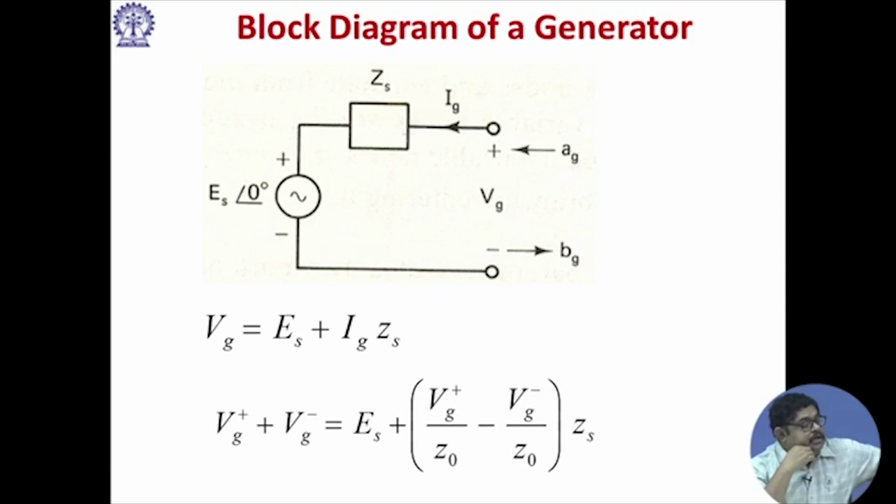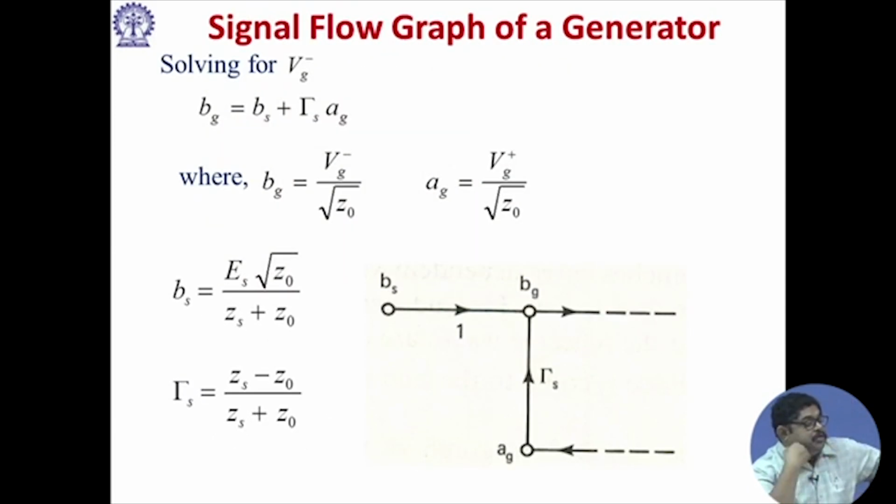So, we know that Vg, the total voltage, that is the open circuit voltage you are getting, will be Es plus Ig into Gs. Now, Vg you can break into two parts, Vg plus and Vg minus. Vg plus you call Ag and Vg minus you call Bg. So, that again is written here, and by solving, this is the generator, that you are having a Bs, from that you are getting Bg, and in Ag you are putting that value, the reflection coefficient of the source, that is coming as gamma s.